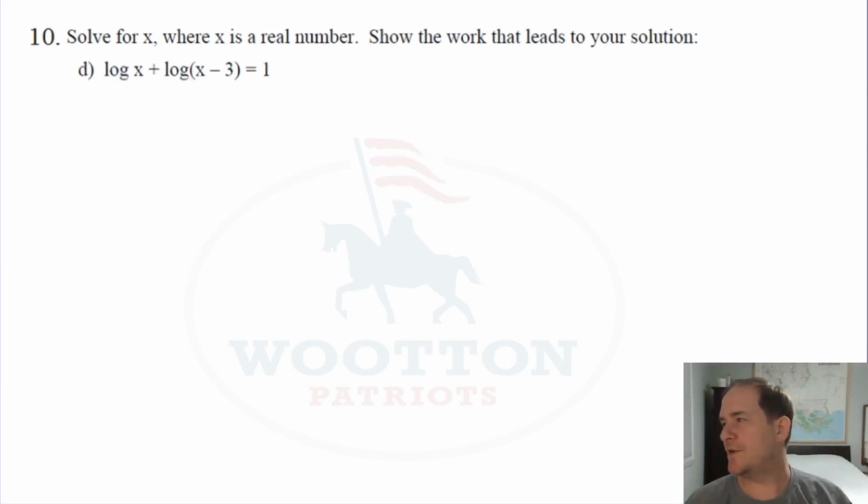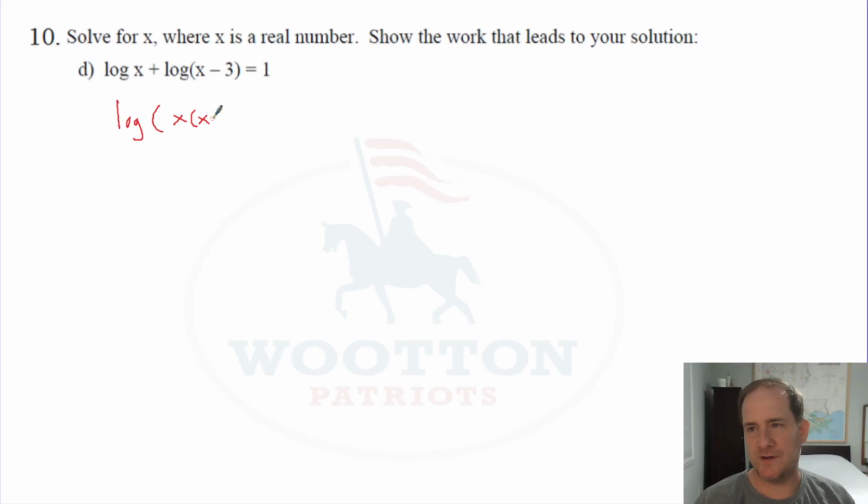Okay, so to solve a log, we said we would use the product rule, which says that these two logs can combine into a single log where you're doing x times x minus 3. So you turn the sum of two logs into a single log where you're multiplying. Then that whole thing equals 1. Now from here we want to convert from logarithmic form to exponential. So this understood base is a 10. So my exponential form would be 10 to the power of 1 equals x times x minus 3.